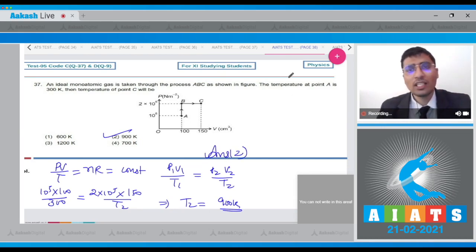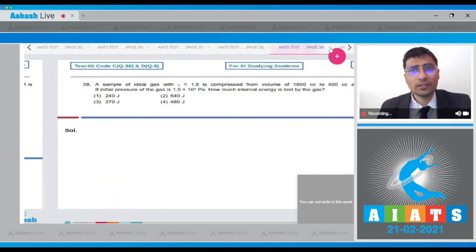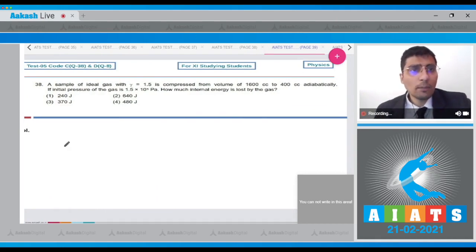and hence option 2 turns out to be the correct answer. Now moving on to question 38. Question 38 says a sample of an ideal gas with gamma equal to 1.5 is compressed from a volume of 1600 cc to 400 cc adiabatically. The initial pressure is given. We have to find out the internal energy lost.